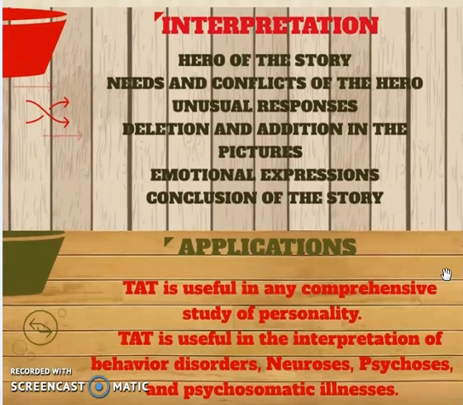The interpretation will be done on the basis of the answers of the subject, on the basis of the story developed. For example, who is the hero of the story? What are the needs and conflicts of the hero with others? Their unusual responses, deletion and addition of pictures or persons or things, their emotional expressions, the conclusion of the story, and the total reaction of the story. That means the story ended with joy, the story ended with sorrow, the story ended with fear, and many more. So the interpretation will be done on the basis of the answers of the subject.